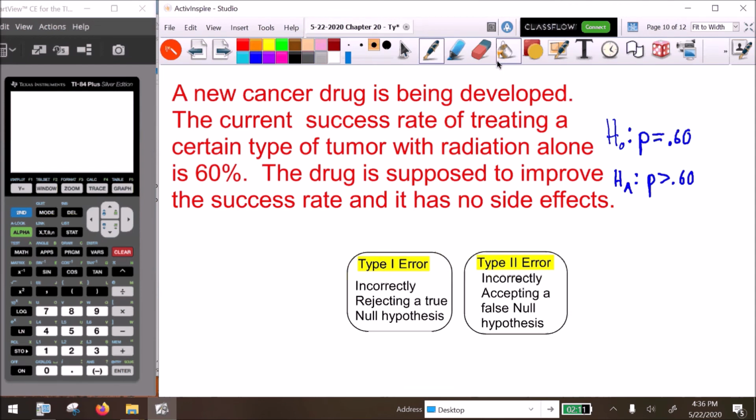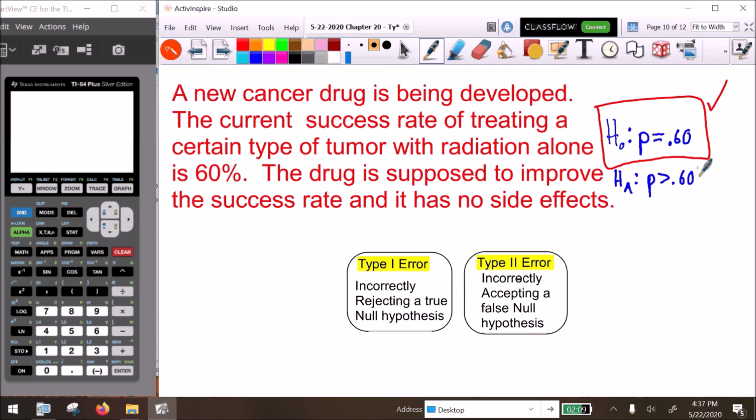A type 2 error would be incorrectly accepting a false null hypothesis. If they believed that this is true and they accepted this to be true, when in actuality this is not true, they'd be committing a serious error there too. They'd be ignoring a drug that possibly works. They're thinking that the null hypothesis is true when they commit this type of error.